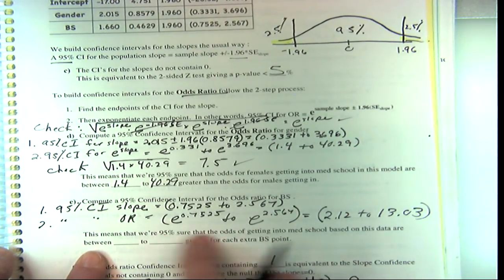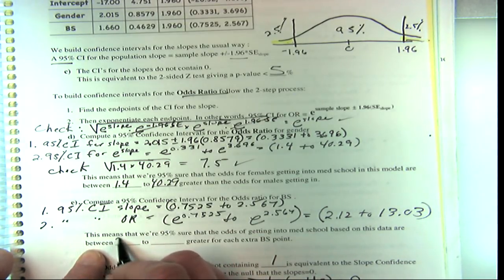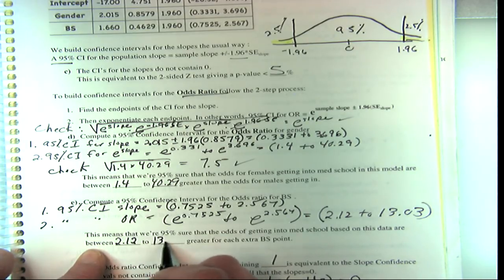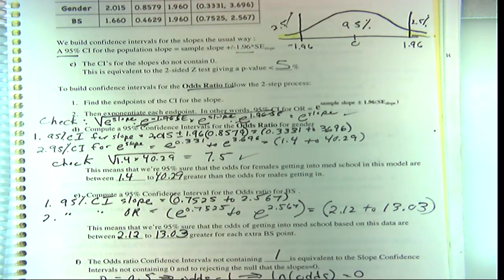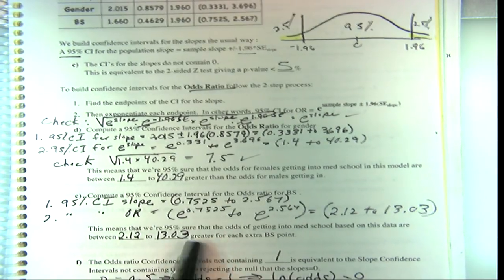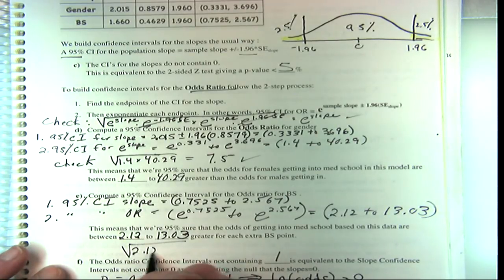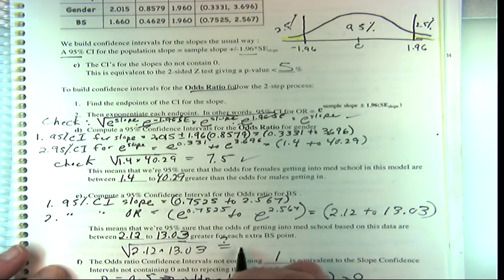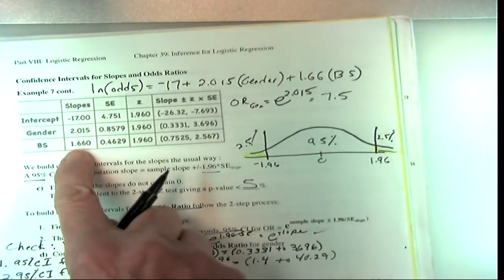Okay, so that means we're 95% sure that the odds of getting to med school, based on this data, are between 2.12 to 13.03 times greater for each extra biological science score. And you could check it the same way: the geometric mean of this is e to the slope. You could take the square root of 2.12 times 13.03 and check that it is equal to e to the 1.66.